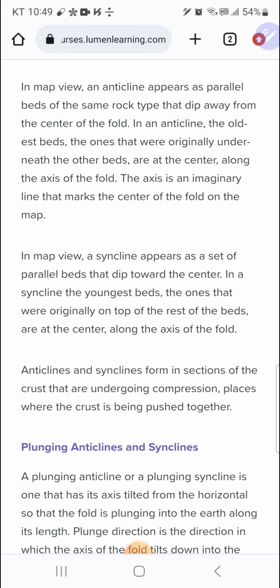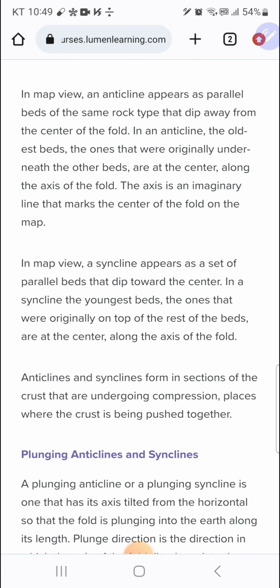Anticlines and synclines form in sections of the crust that are undergoing compression, places where the crust is being pushed together.